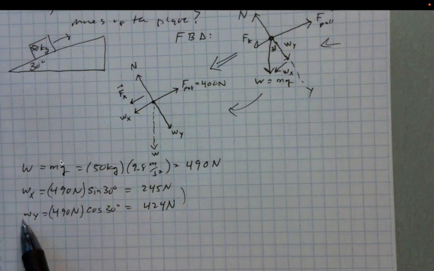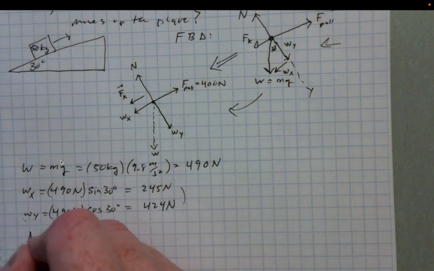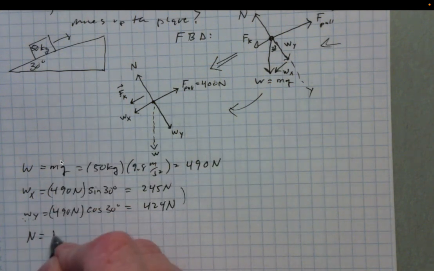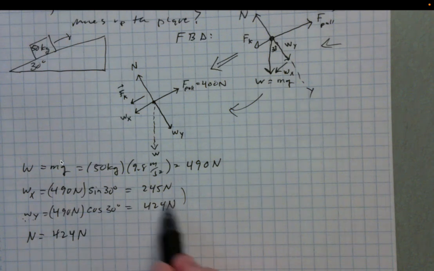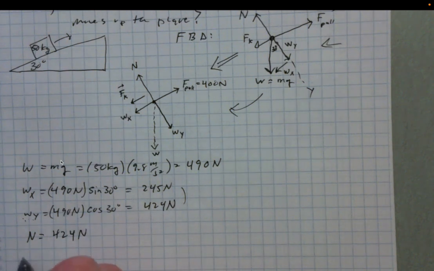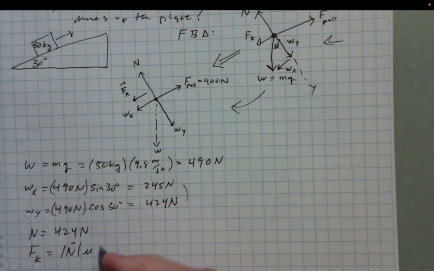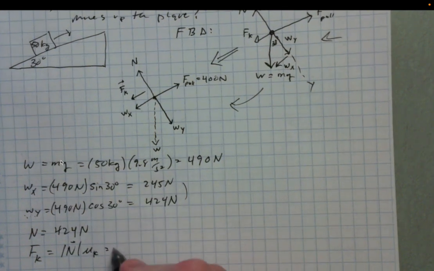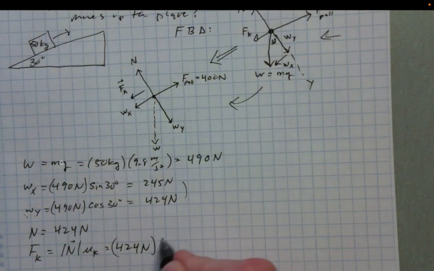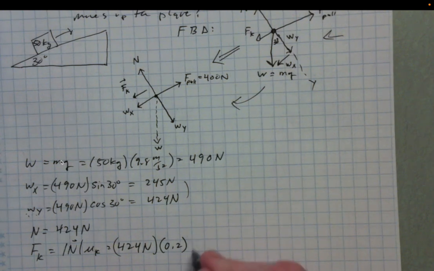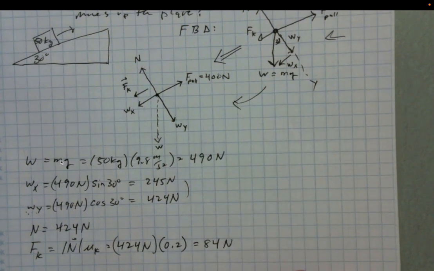Once we have the weight in the y direction, we can derive the normal force, which is just going to be equal to that. So the normal force would be 424 newtons, same as w sub y. And then the friction force is a function of the normal force, right? So F sub k will be equal to the magnitude of the normal force times the coefficient of kinetic friction. So 424 newtons times 0.2. Okay, and that gives you 84 newtons. All right, so we've got all of the pieces here.